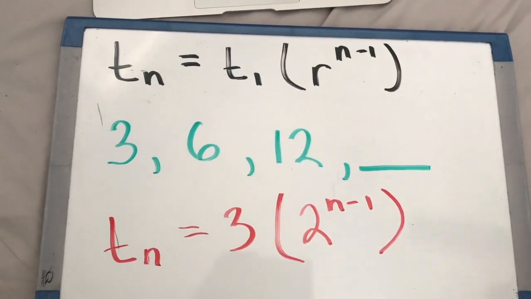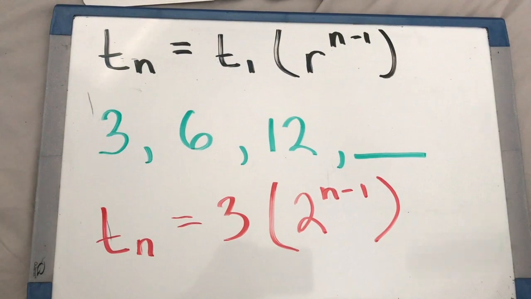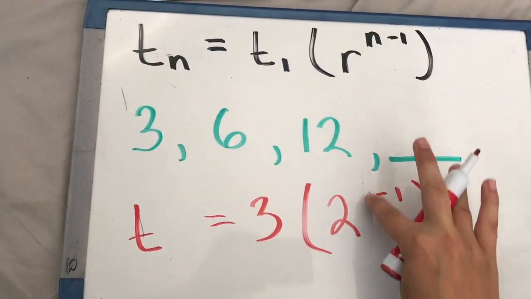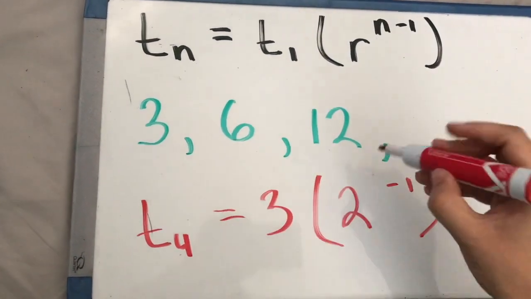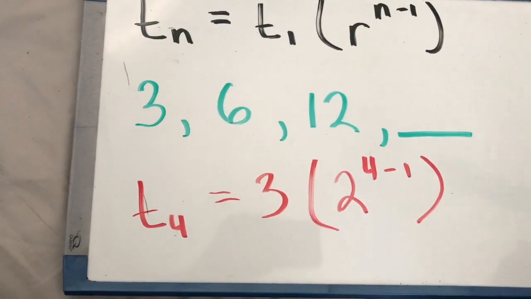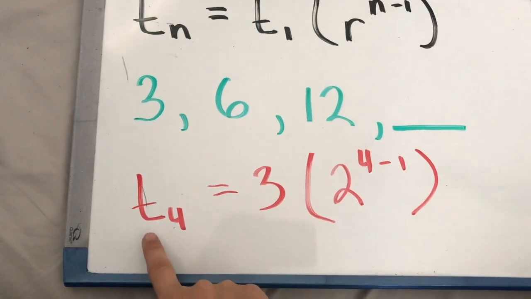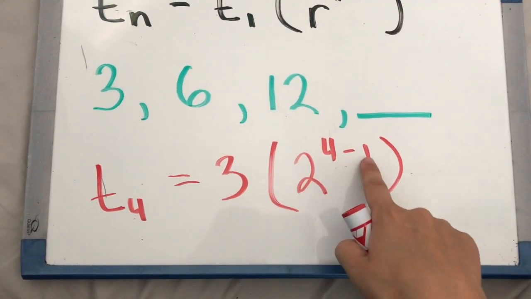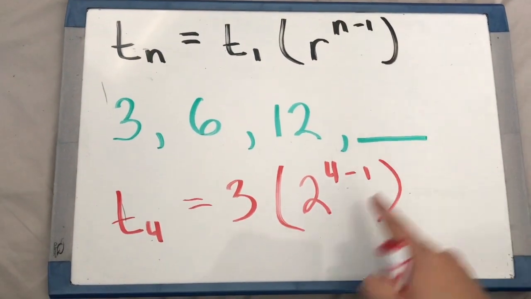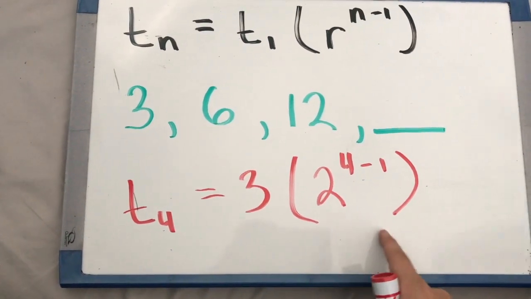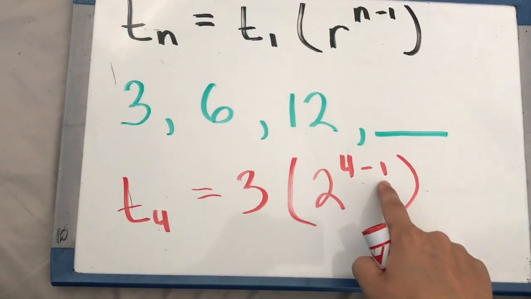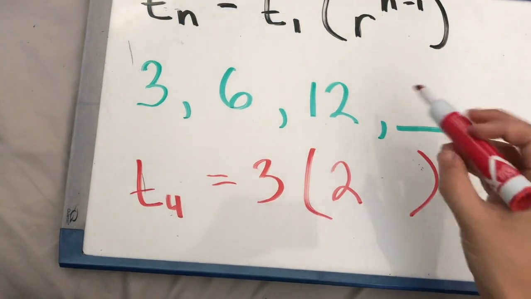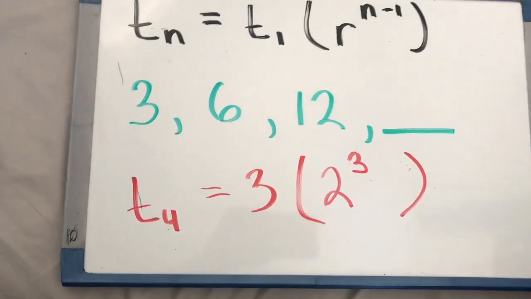Okay, now I want to find out what the fourth term is. So I'm just going to go back and plug in 4 for n. Okay, so now I've got t of 4 equals 3 times 2 to the 4 minus 1 power. So let's start with the exponent. 4 minus 1, that just gives me 3. I'm going to erase that and put 3. So now it looks a little easier.